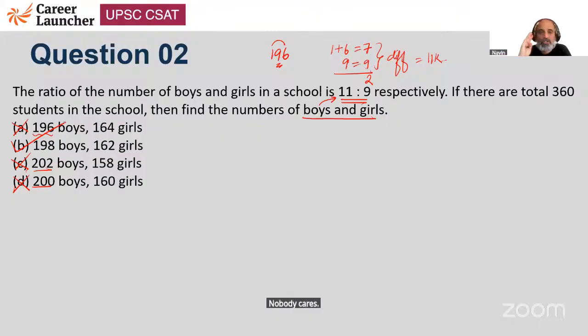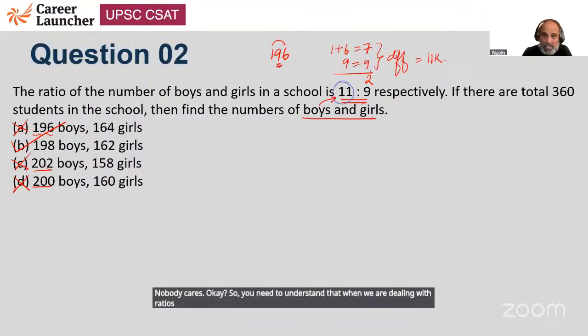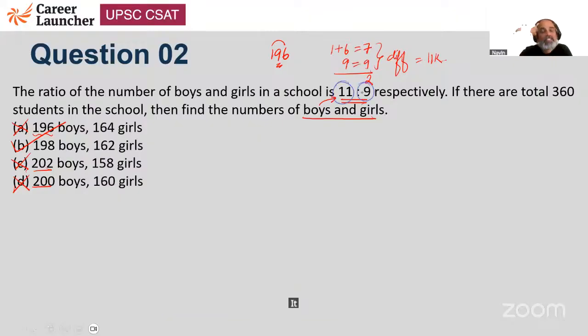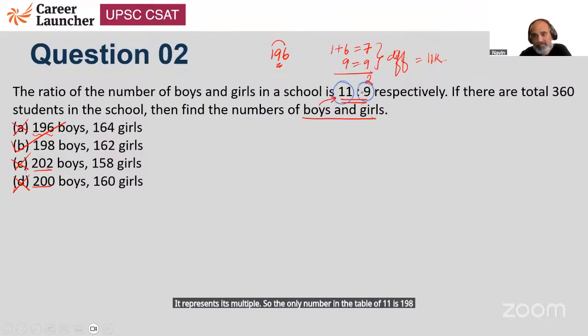Okay. So you need to understand that when we are dealing with ratios, each number represents its multiple. So the only number in the table of 11 is 198. Done.